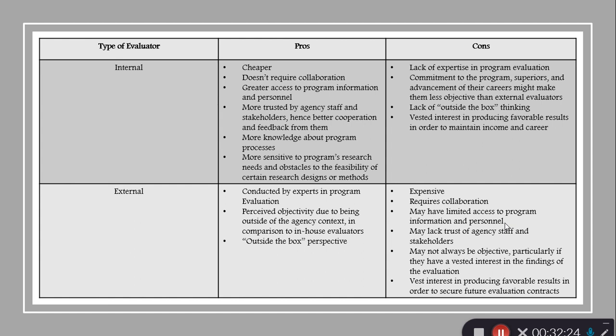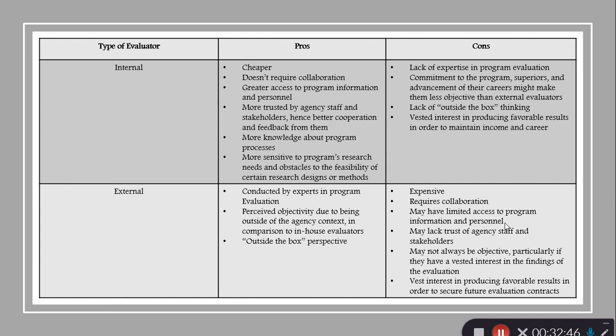But on the con side of things, they tend to be more expensive. They also require more collaboration. They also may have limited access to program evaluation and personnel, simply because they're on the outside, so they may not have as much trust from agency staff and stakeholders.